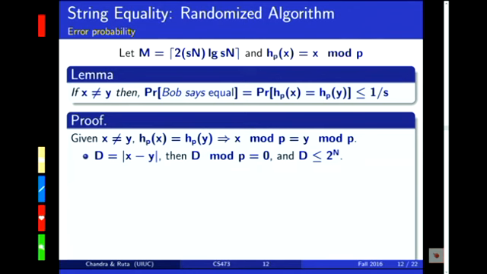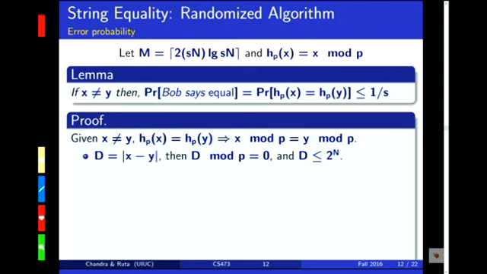Why can d not be more than 2 to the n? Remember, x and y are n-bit numbers. So what is the upper bound on x and y? 2 to the n, right? So the difference cannot be more than 2 to the n. So this gives us a trivial upper bound on d.